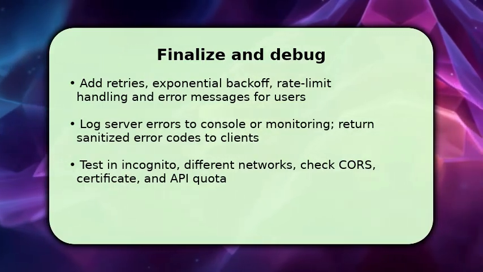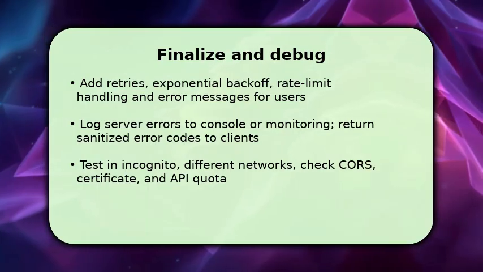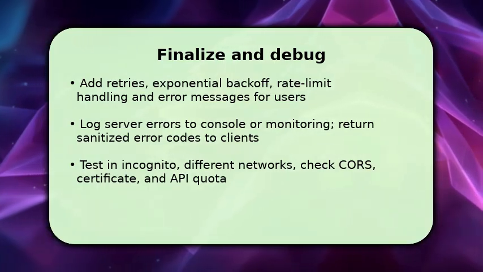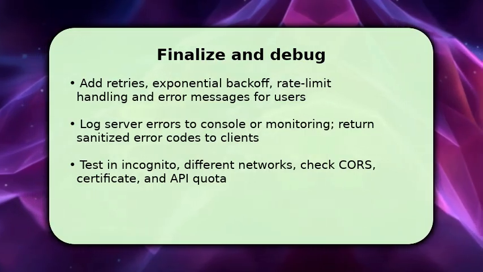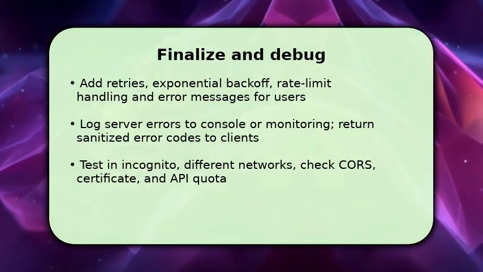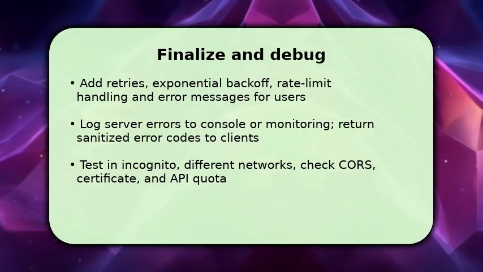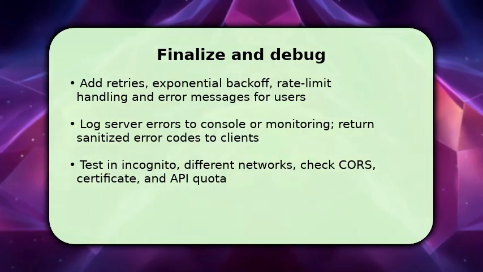Once complete, test the full flow in incognito and on another network to catch credential, CORS, or certificate issues. If requests fail, inspect Network tab, verify server end variables, and check API quota. These steps quickly reveal common misconfigurations.